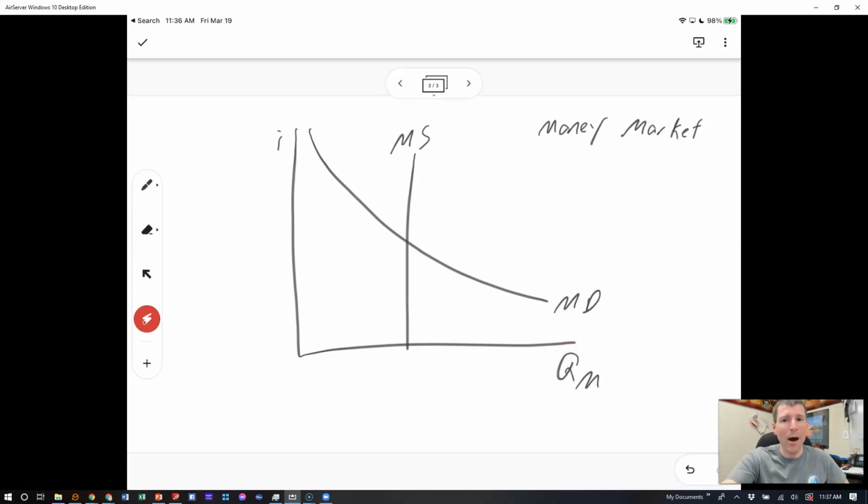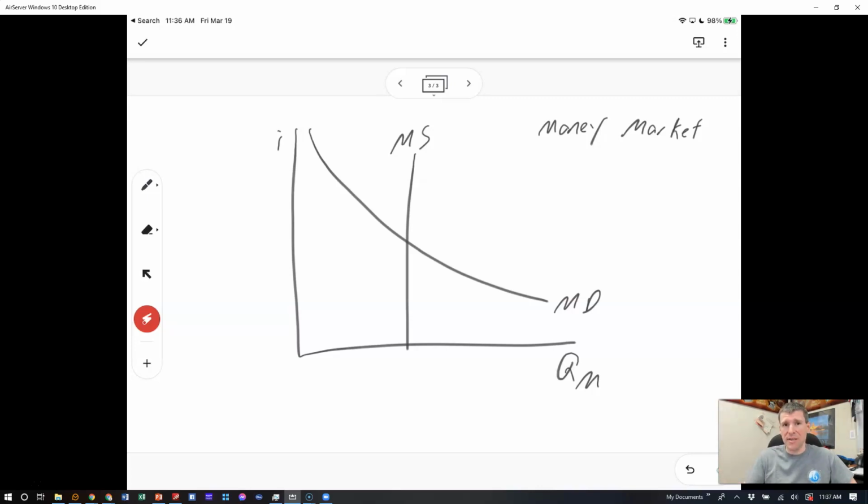How much money is out there in circulation? So Q sub M is quantity of money. The y-axis here is the nominal interest rate. So this is the interest rate you would get if you were to borrow money or if you were to save money, right? So this is the interest rate you actually see. Remember that nominal differs from real.